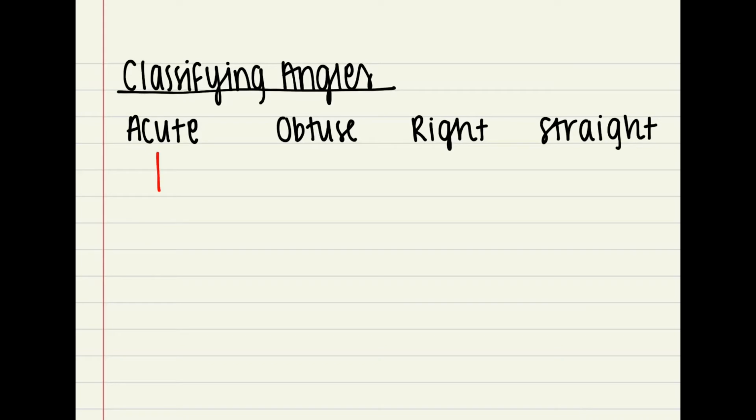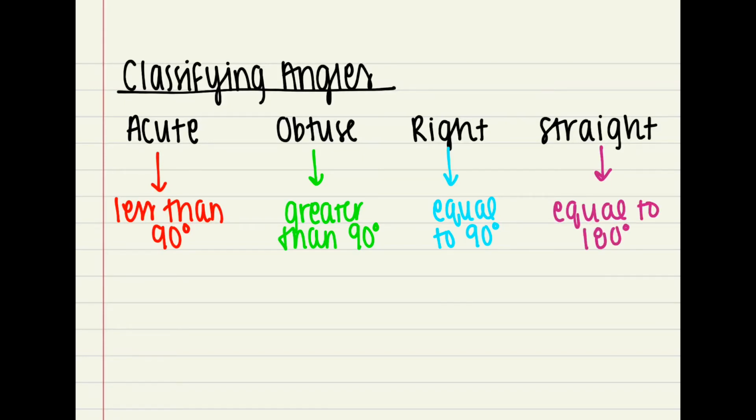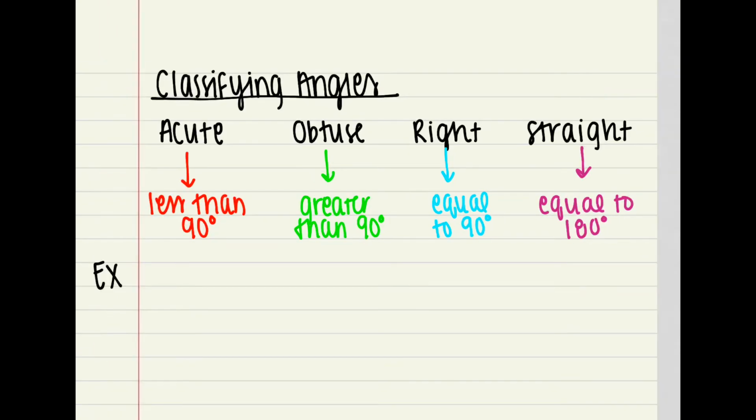An acute angle is less than 90 degrees. An obtuse angle is greater than 90 degrees. A right angle is equal to 90 degrees. And a straight angle is equal to 180 degrees. So these are the 4 that we're going to talk about. So I'm just going to go through and draw an example for each so you can see.